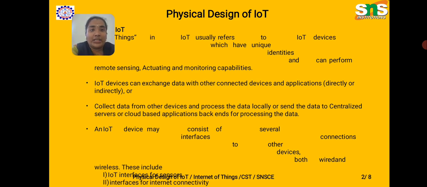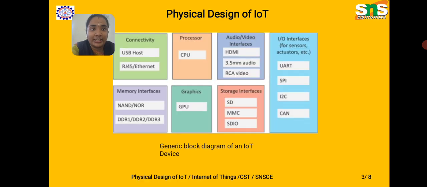They collect the data from other devices, and process the data locally or send the data to a centralized server. So the cloud-based application has end-to-end performance. The device has both wired and wireless performance. It includes IoT interfaces for sensors and interfaces for internet connectivity. For example, connectivity consists of USB host, RJ45 or Ethernet.